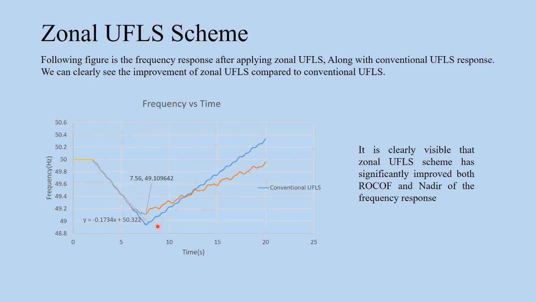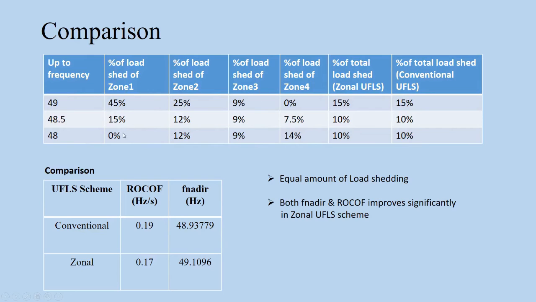Now in the following graph we see a comparison between the frequency response for conventional UFLS and zonal UFLS schemes. Here the blue one shows the frequency response for conventional UFLS and the orange curve is for the zonal UFLS. As you can see here, zonal UFLS gives us a lower rate of change of frequency compared to conventional UFLS and also offers us a significantly better nadir frequency. Now in the following chart we see a comparison of the different amounts of load shed for zonal and conventional UFLS schemes. For the zonal UFLS, larger amounts of load were shed initially for the zones with weaker buses, which reduces consecutively to the stronger buses.